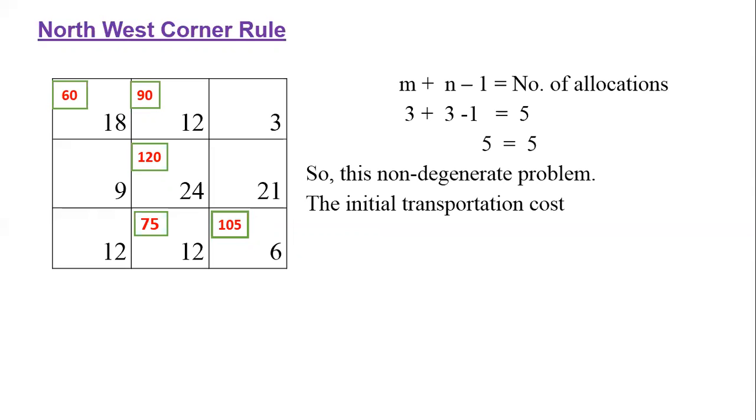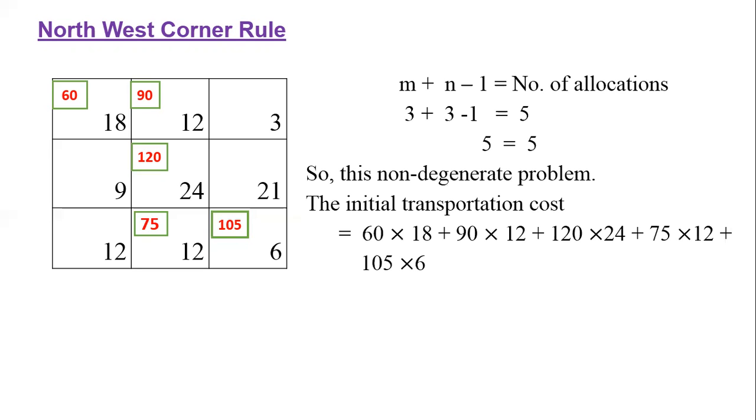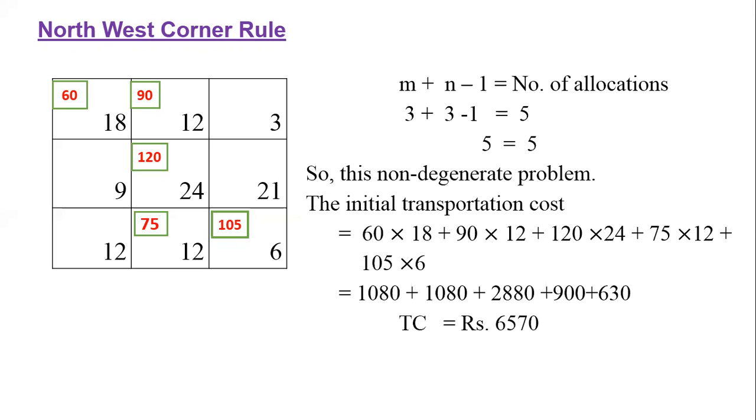And next, the initial transportation cost. You multiply the allocated values with the cost elements. The allocation cost is 60 into 18, 90 into 12, 120 into 24, 75 into 12, 105 into 6. So 1080 plus 1080, 2880, 900 plus 630. The total initial transportation cost equals rupees 6,570.